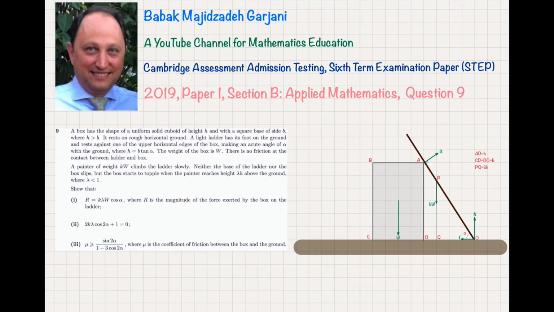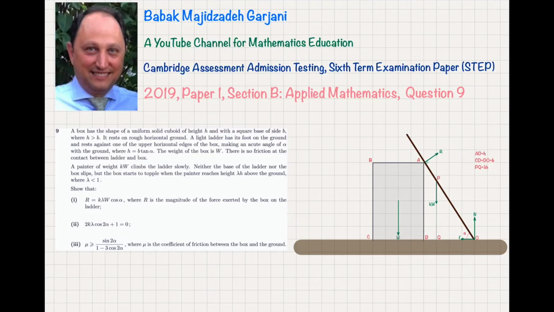And with a square base of side b, where h is greater than b. So this length from C to D, which is the width of the base of this box, is b, and it is assumed that the height h is greater than the width b. Okay, it rests on a rough horizontal ground.